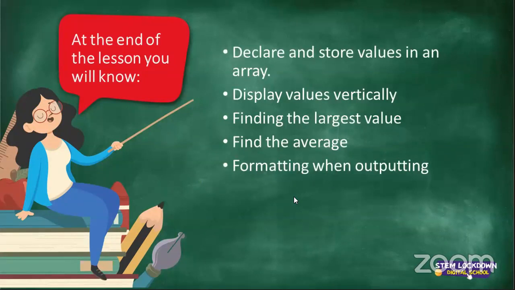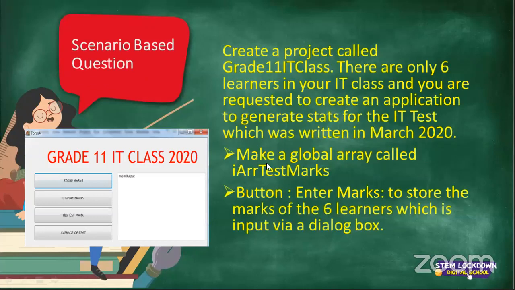By the end of this lesson, you should be able to declare and store values, display values vertically, find the largest, find the average, and format when outputting. This is what the example is going to be about today. Let's remember yesterday's lesson: we said let's try to figure out the code before we actually get into Delphi and type it out. So let's look at this.